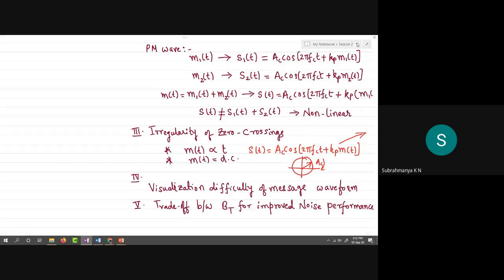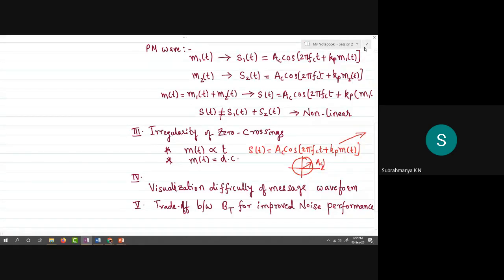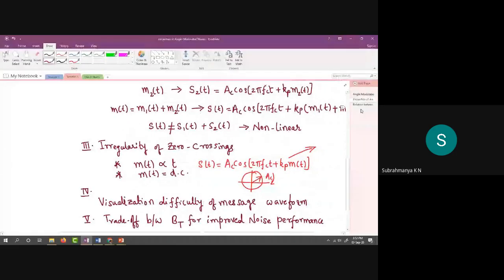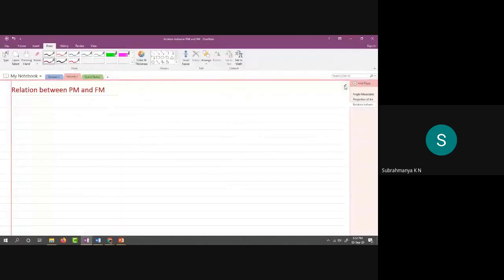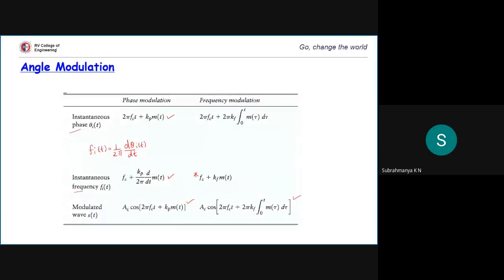That's the next part of this lecture, where I need to take a relation between PM and FM. Interestingly, the phase modulated signal and frequency modulated signal are one and the same. If I come back to this slide and look at their expressions, this is your phase modulated signal and this is your frequency modulated signal. Here, if I'm given a PM wave, I can generate an FM wave. If I'm given an FM wave, I can generate a PM wave in a very simple fashion.